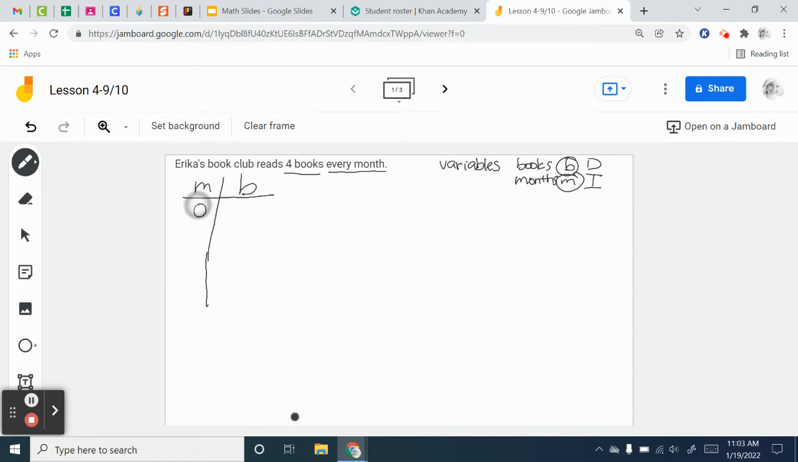So in 0 months, they're going to read 0 books because if they're not in the book club for any months, they can't read any books. So then after 1 month, though, it says they read 4 books every month. So in 1 month, they'll read 4 books. Then if they're in the club for 2 months, they'll read another 4 books. So that'll be 8 books. And if they're in the book club for 3 months, that's another 4 books. So that'll be 12 books. So each month they add on another 4 books.